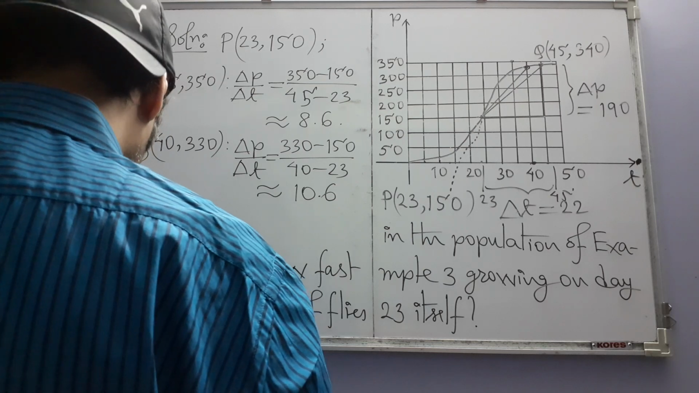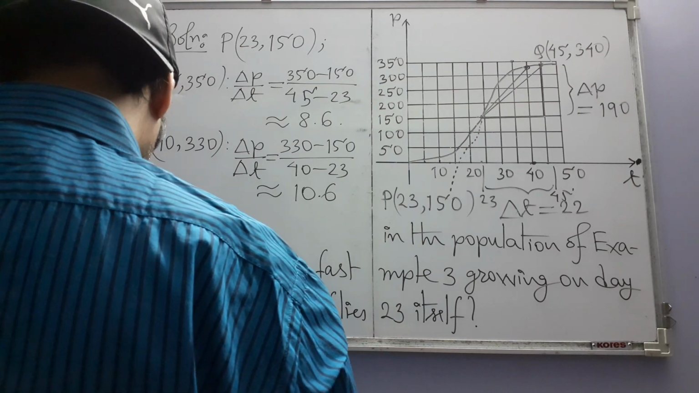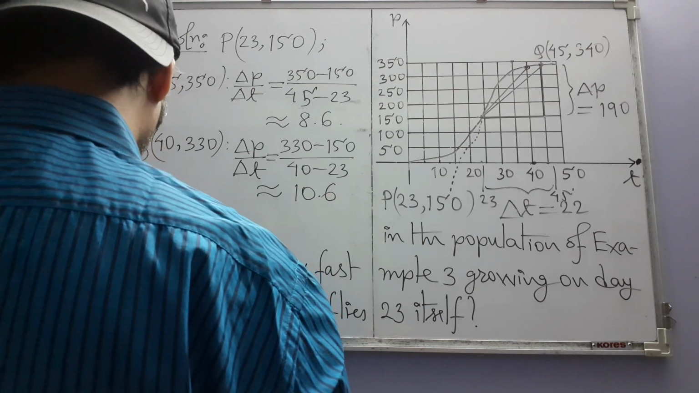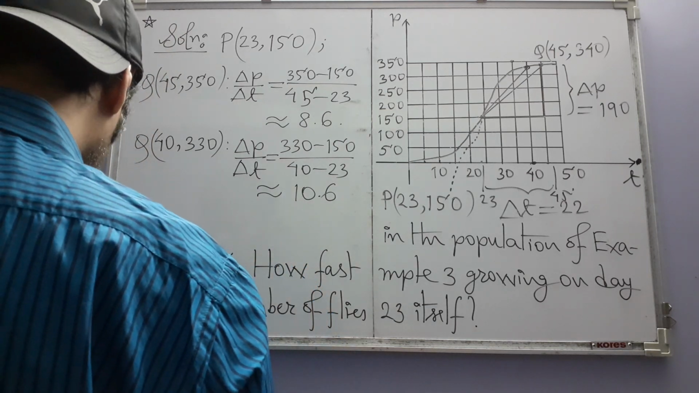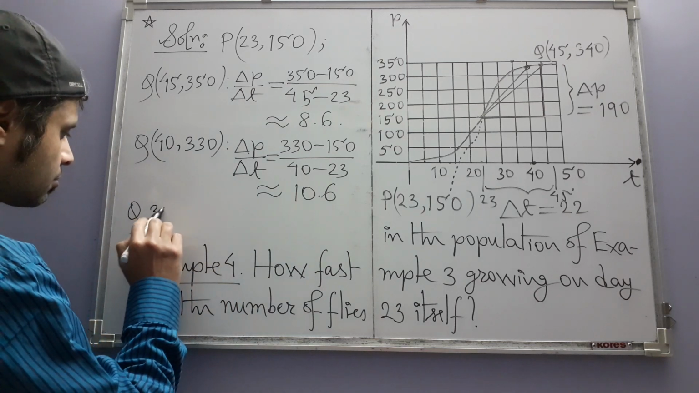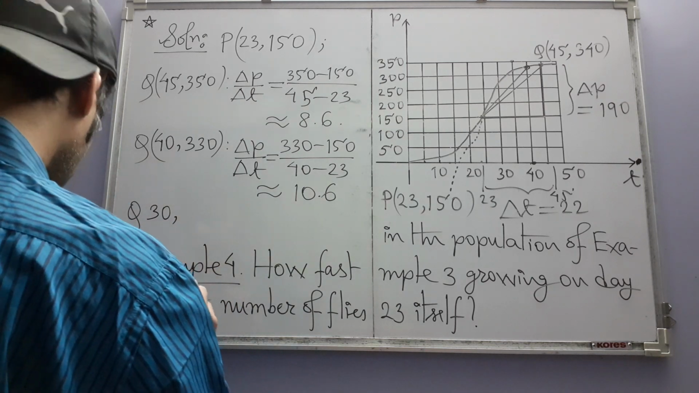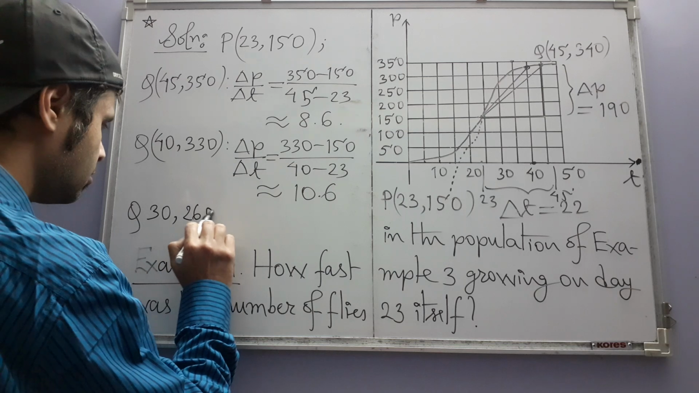But then there are other Q values also. I think one more or two more values have been taken. An even closer Q than this is 30, 265.